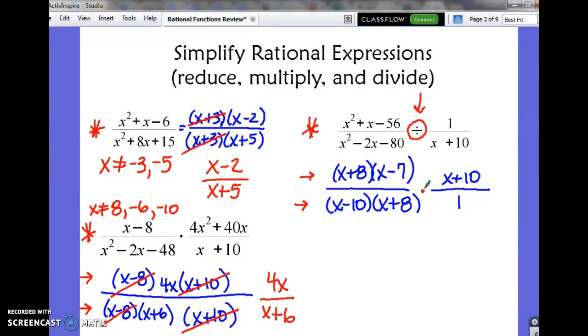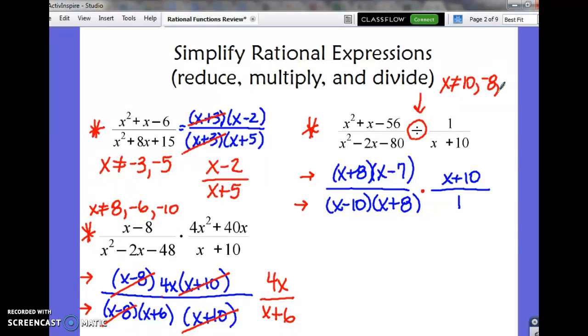And it could not be factored. This x plus 10 right here couldn't be factored. But again, it is at this point that you list off the bad values. So as I look at my denominator, x cannot be 10, x cannot be -8.